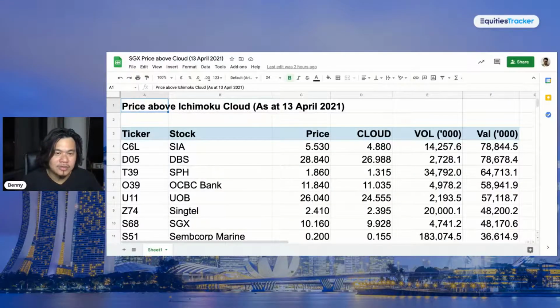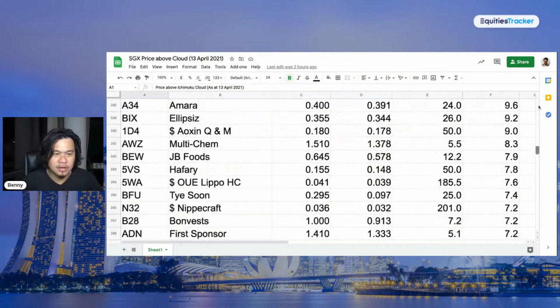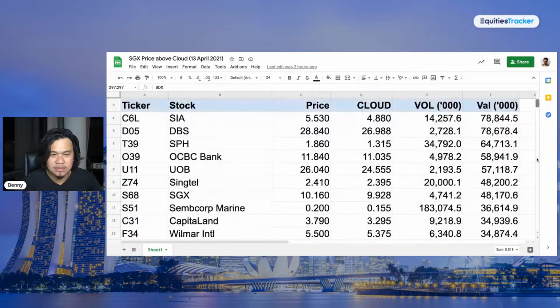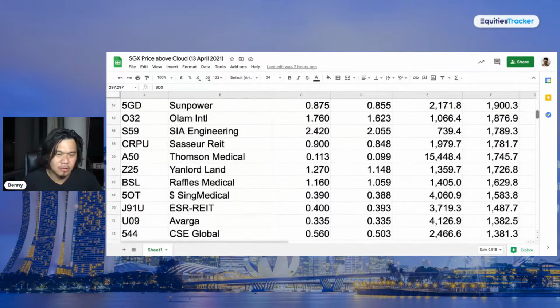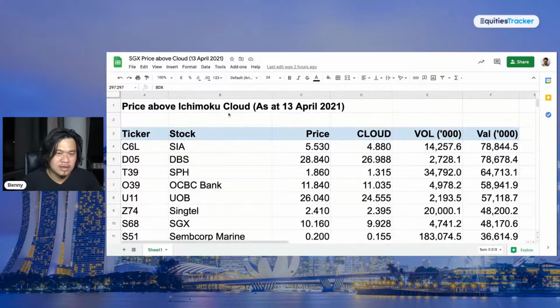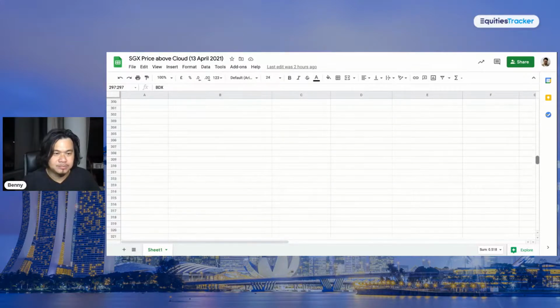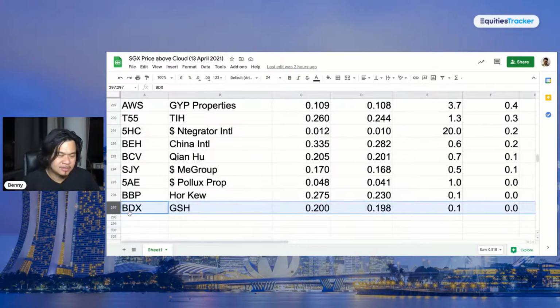So what I'm showing here, I actually did a scan when the market closed today, as of 13th of April. These are counters where price is above the cloud. There are about 300 counters, 297, including ETFs, warrants, REITs, everything. The total number of counters being scanned is about 1,600 because we include warrants and all that. So 300 out of about 1,600.